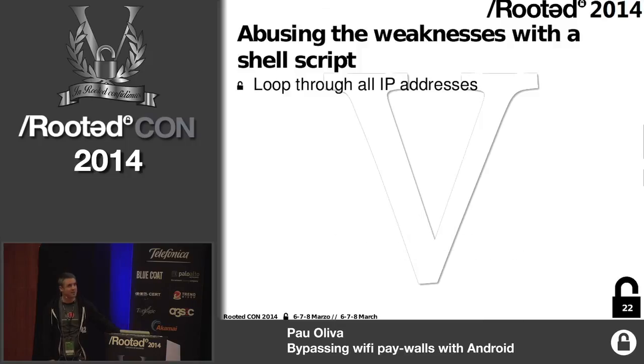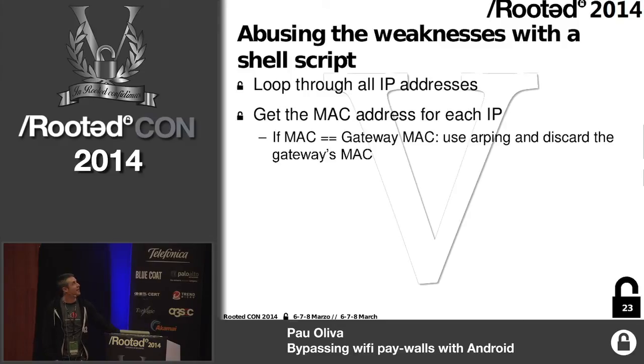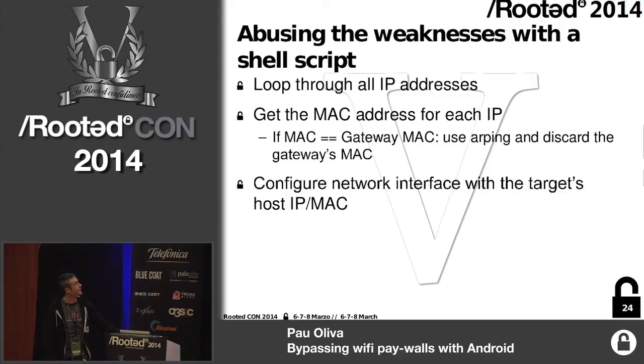Now, how to abuse the weaknesses with a shell script. Loop through all IP addresses. For each IP address, we need to get the MAC address. We can use ARPing to detect the MAC. You can get four responses from the gateway and one single response from the client. We don't want the gateway responses, and we only retain the client's MAC address for us to use.